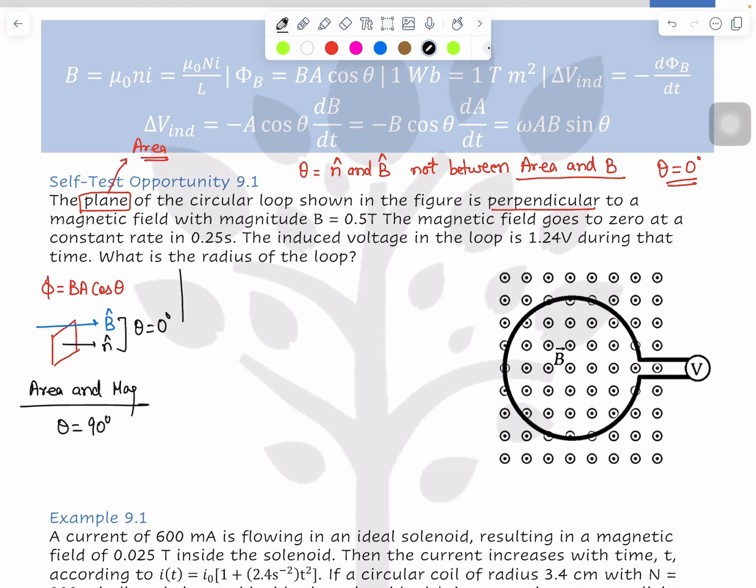Fine. Okay, this is very important in the numericals. You need to understand what should be the angle. So the first thing given is theta is equal to 0 degree. Okay, now continue.